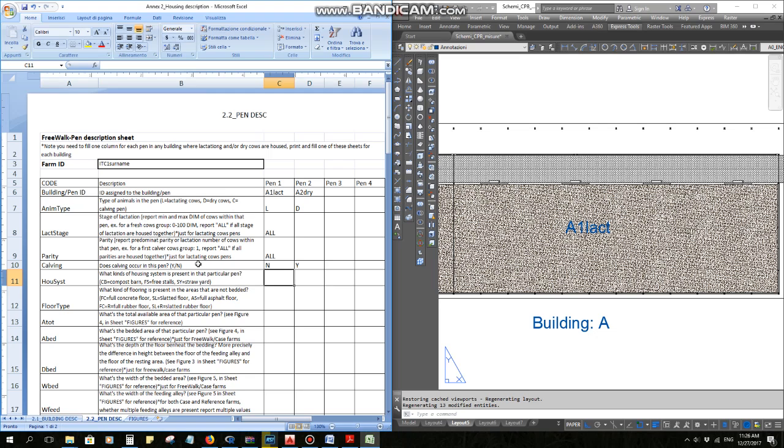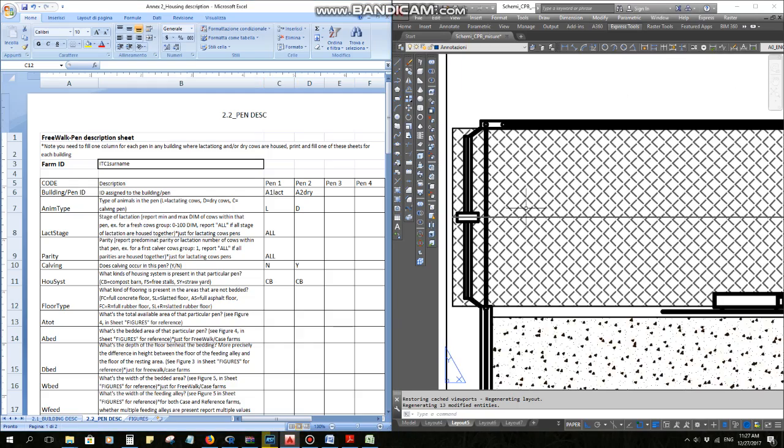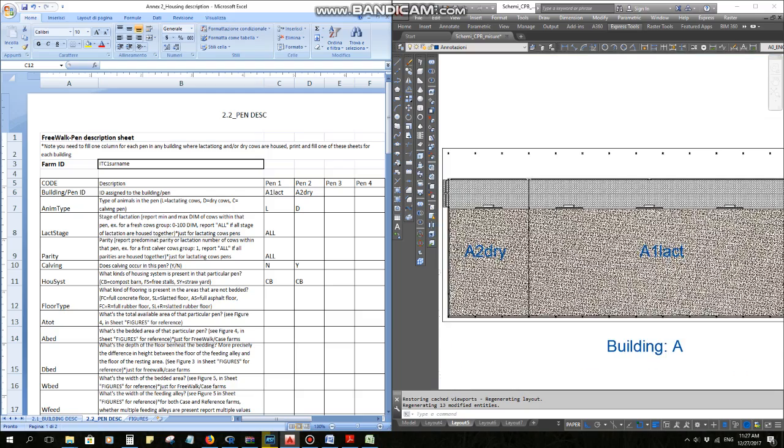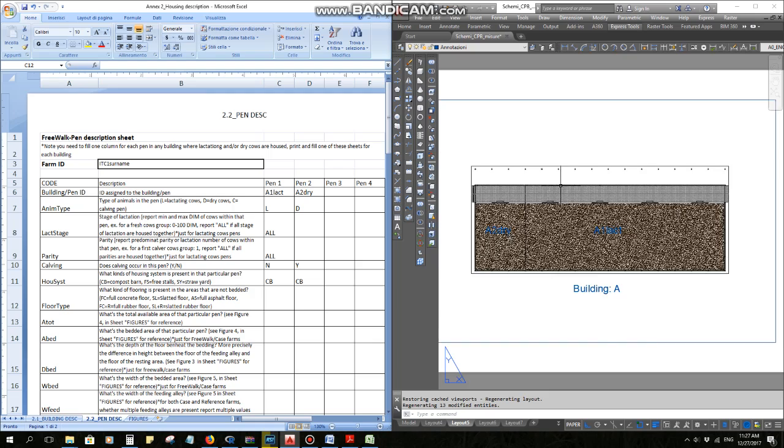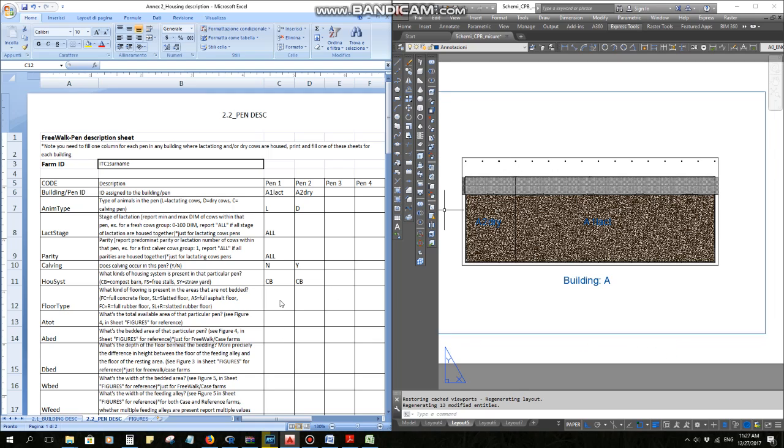So what's the housing system in here? These are both compost bedded pack barns. Well, compost bedded pens within the same barn. So what's the floor type in the areas that are not bedded? In here it's easy to see we have a scraper, so that's a full concrete floor, so that's FC for both pens.